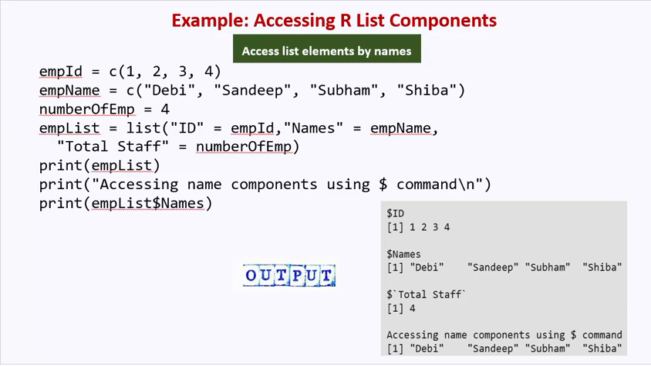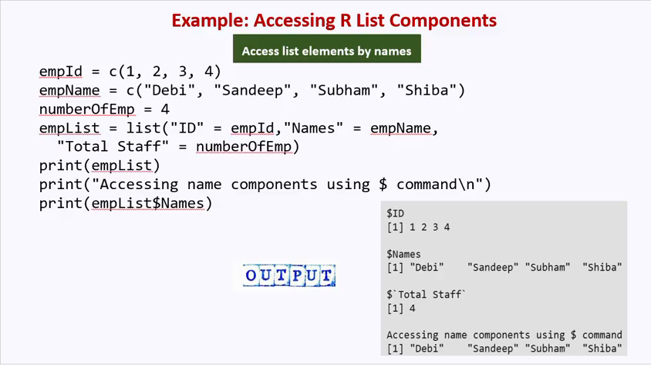Continuing with another way of accessing the list elements, which is with its name. So we have two methods to access the list components in R. Already we have seen how to use the index value to access the elements and display them in the previous example. Now let me continue by accessing them with their names.